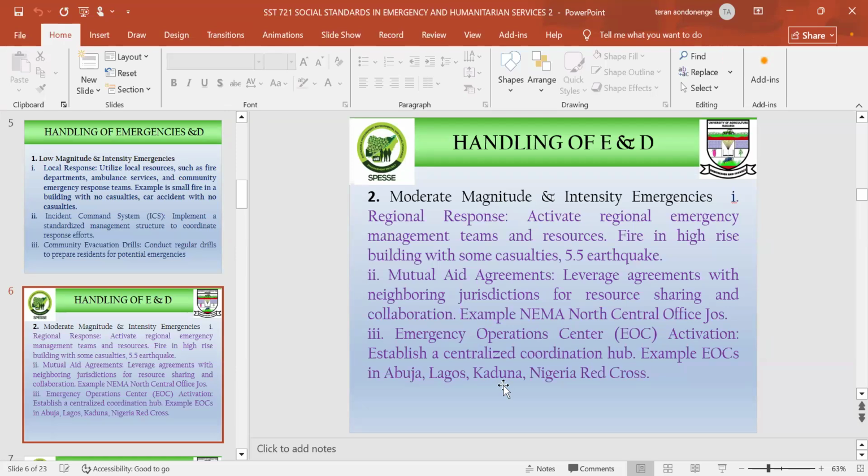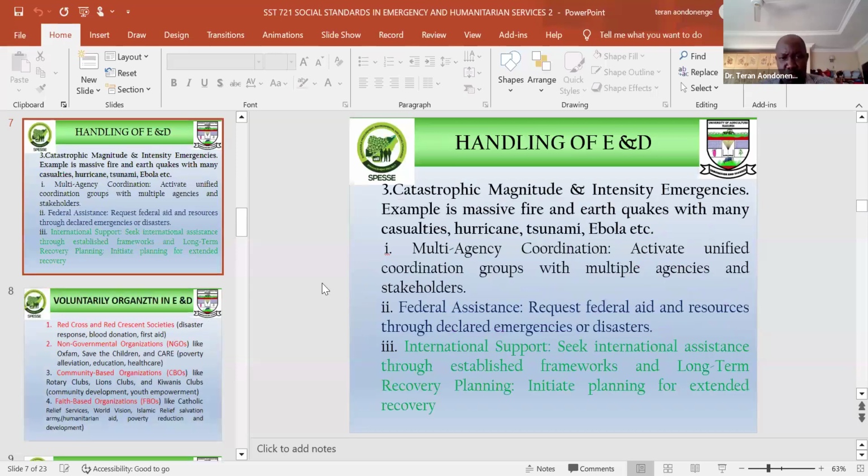Number three, Emergency Operation Center, EOC activation, Nigeria. Yes, sir. Thank you. Very good. Go to the last one, catastrophic magnitude, Obonga.